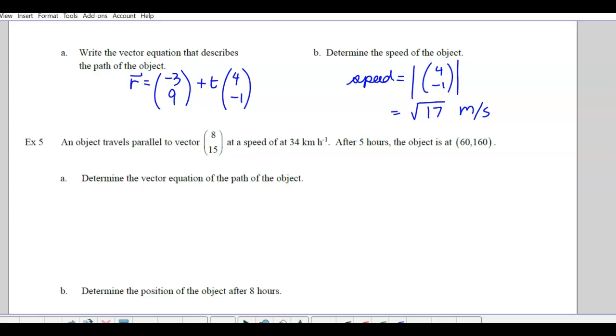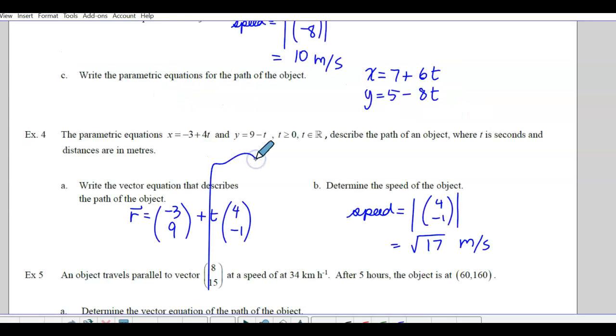So a big hint in questions: if it says an object travels parallel to a vector, then likely that is not your velocity vector, okay? So in this case, it travels parallel to that and has a speed of 34. So we're wanting to find the vector equation of the path of the object, okay? We want t to be greater than or equal to 0, so we need to do a few things. Get the initial position of it, get the correct velocity vector. So I'll start with the velocity vector.